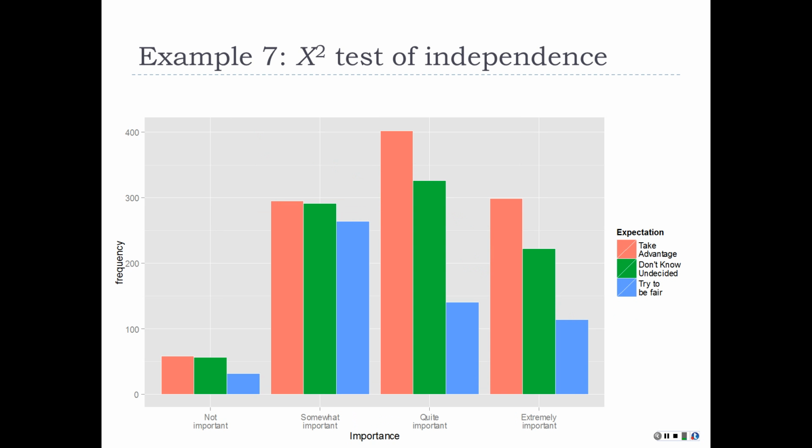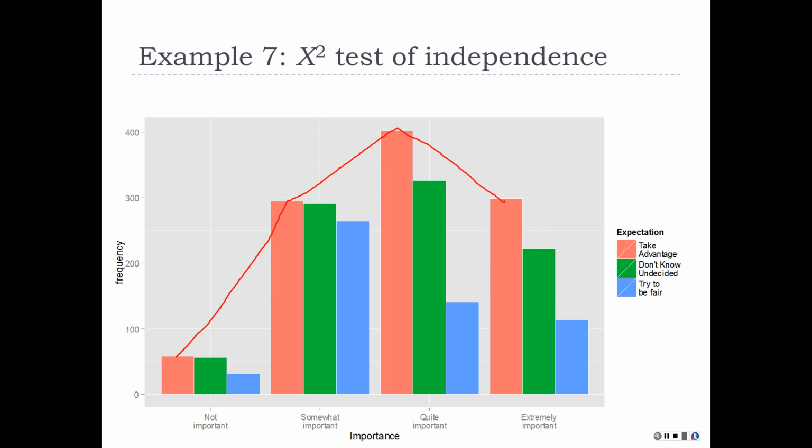Another way to look at this is to cluster them the other way. So put the importance marching upward on the x-axis and cluster that by, for each level of importance, what do you think other people would do? So do you think they would take advantage? As the importance increases, the probability of thinking that the other people would take advantage goes up and then drops down again.